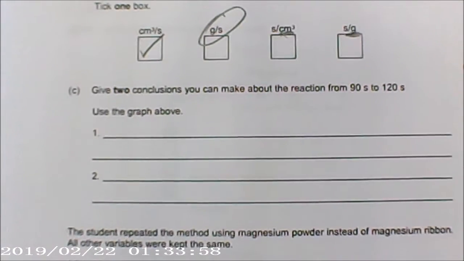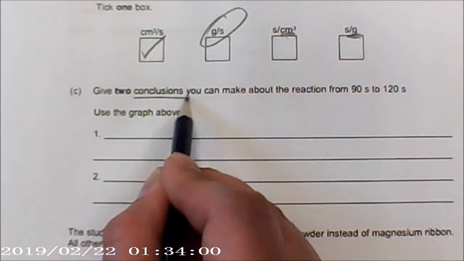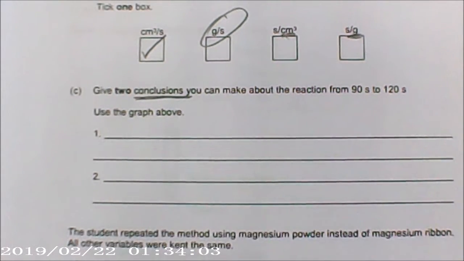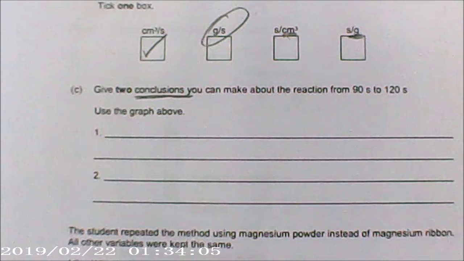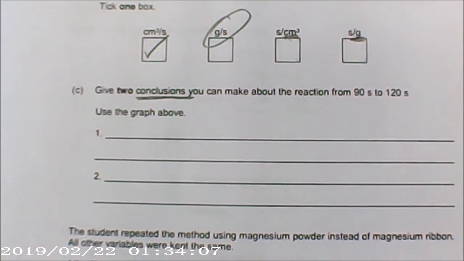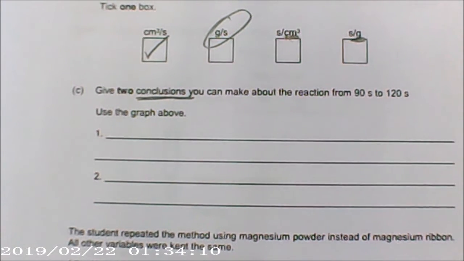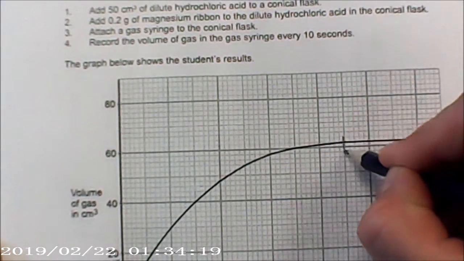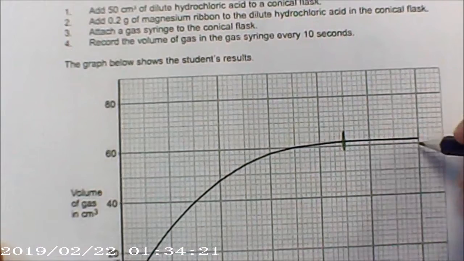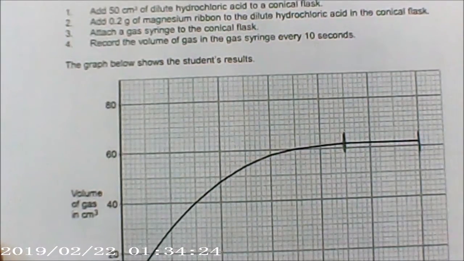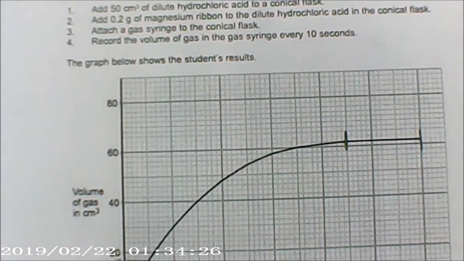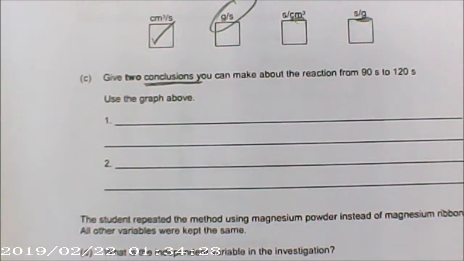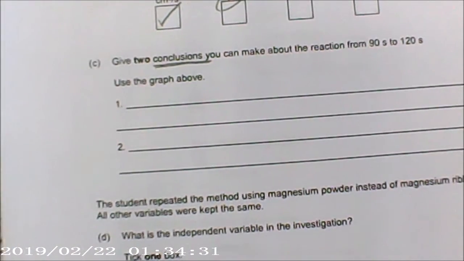Okay, so next question, give two conclusions. So what can you see is happening? That is what a conclusion is. With the reaction between 90 and 120 seconds, use the graph. So here is 90. Here is 120 seconds. Okay, so we've got to give two conclusions for it.